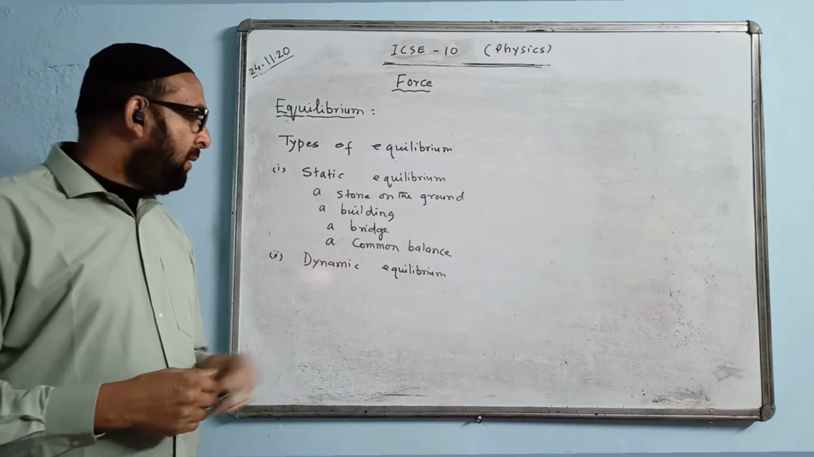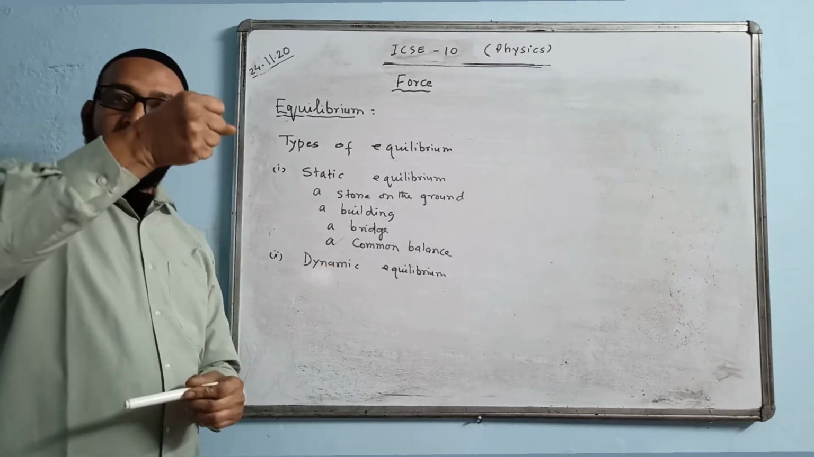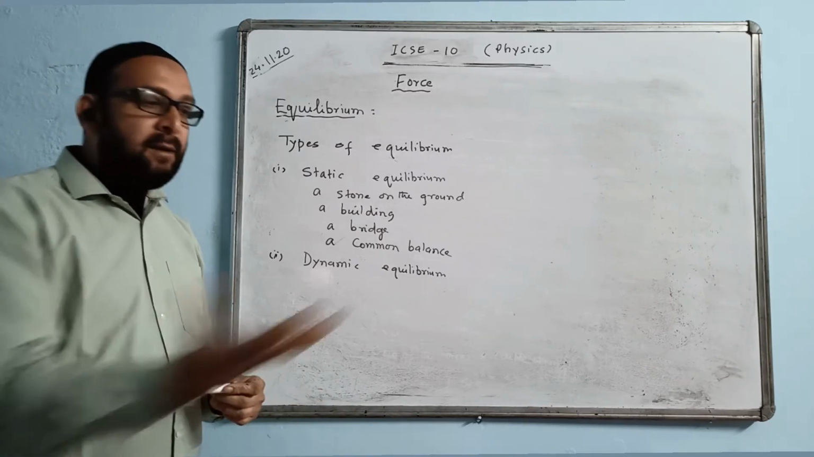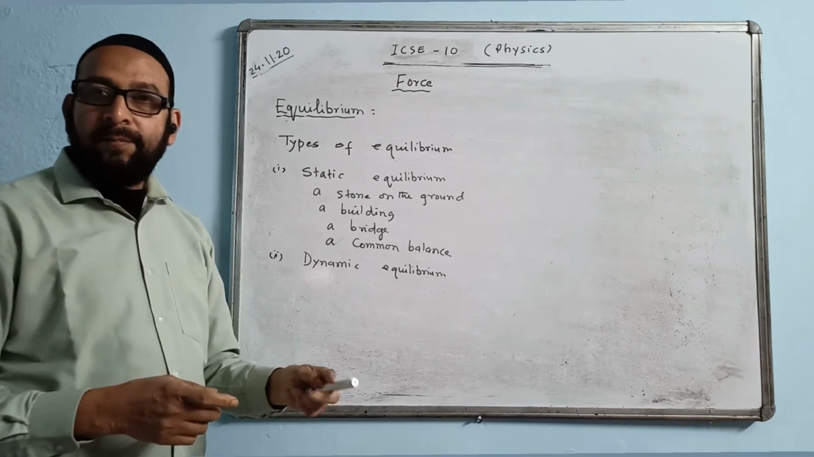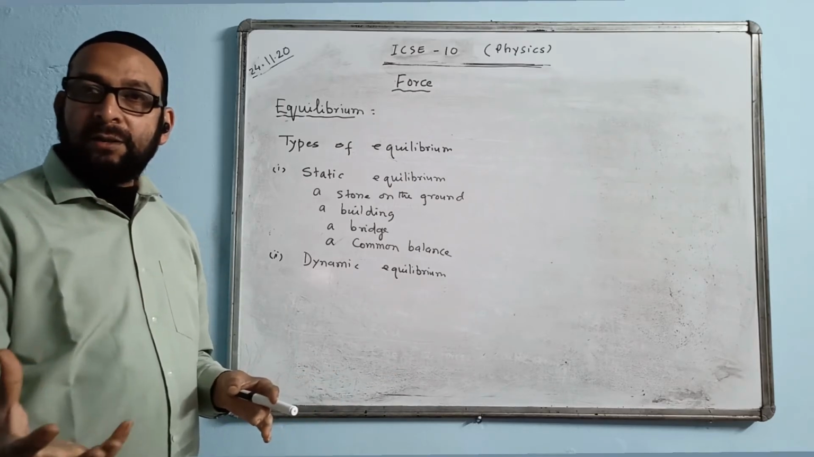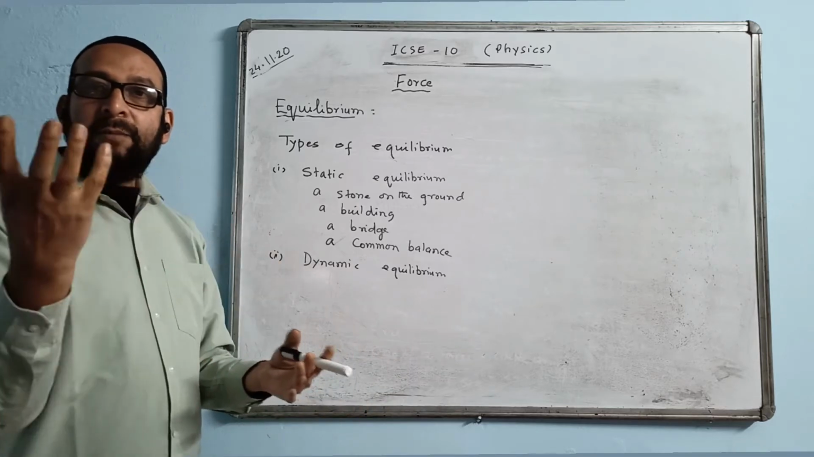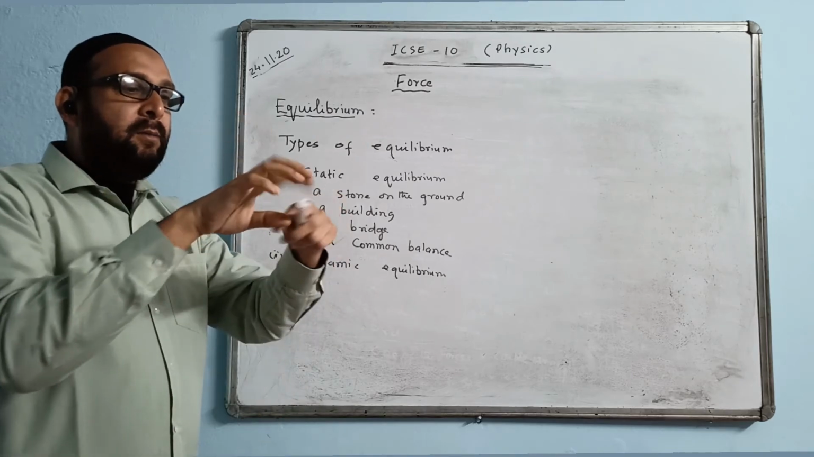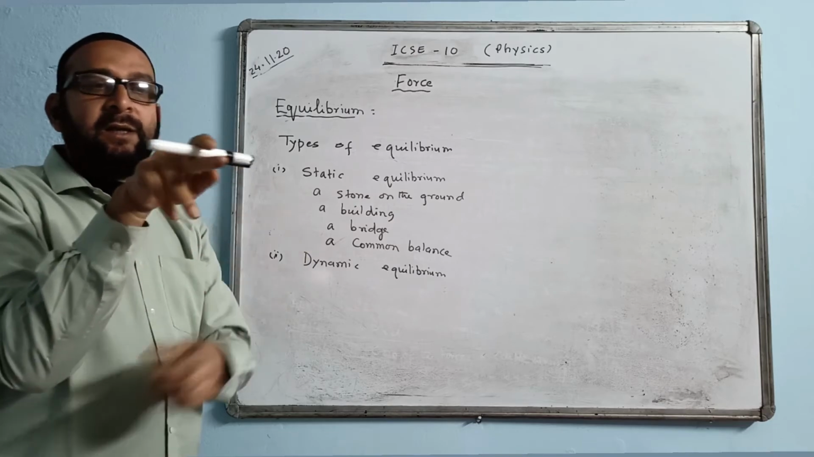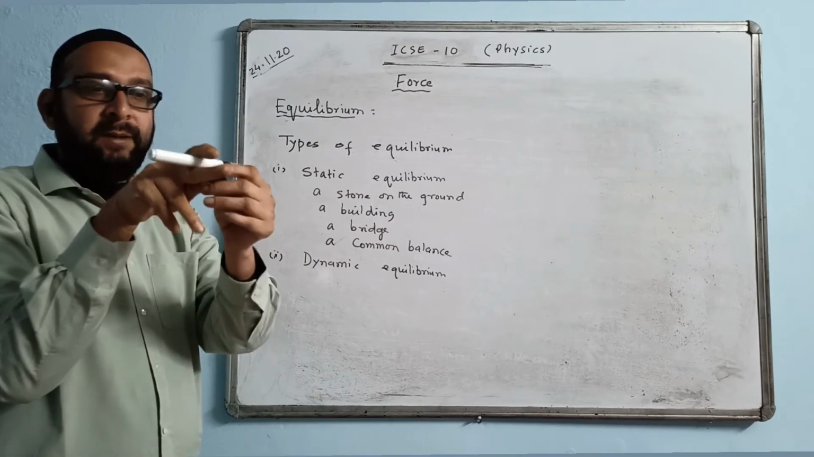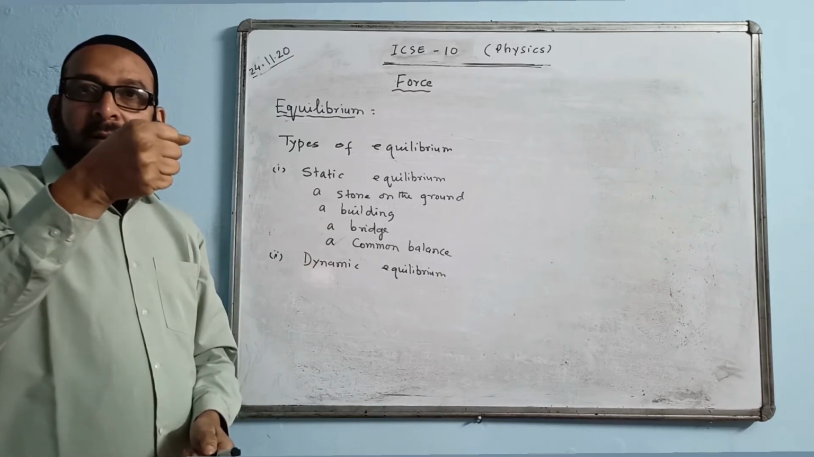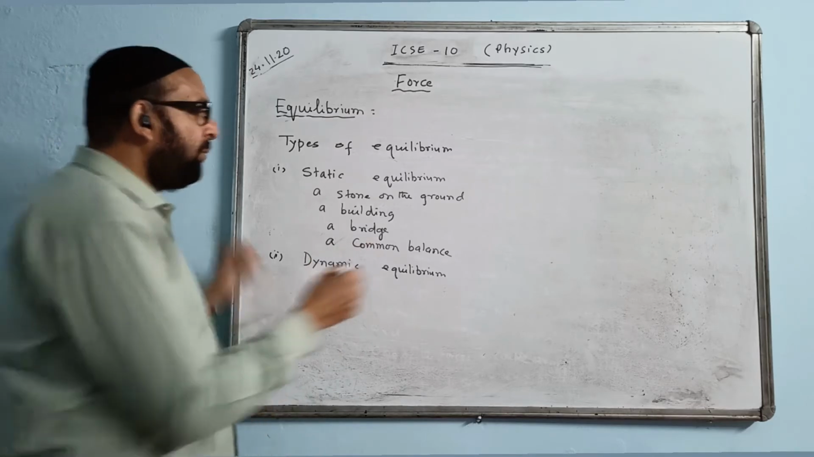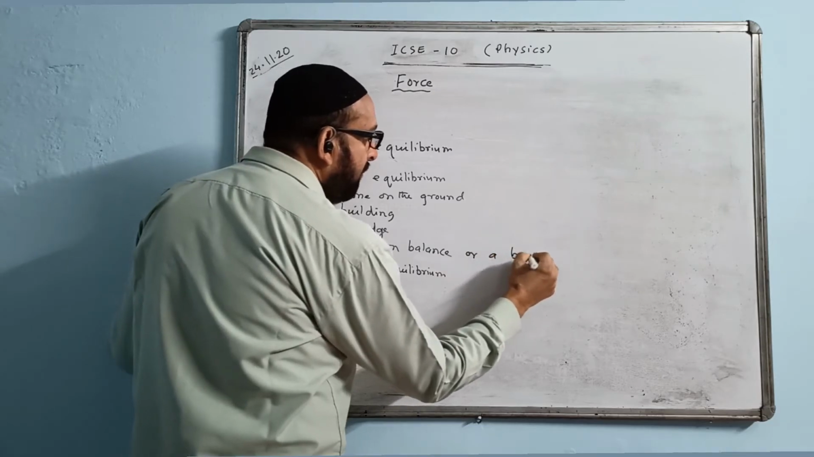Common balance. You know the common balance with which we measure the weight of something. On one side you have a pan, on the other side another pan. You keep the material you want to weigh on one side, and on the other side you put iron weights. When the beam is horizontal, then both pans are in equilibrium, and you measure the weight of vegetables and so on. That is a common balance, or a beam balance.